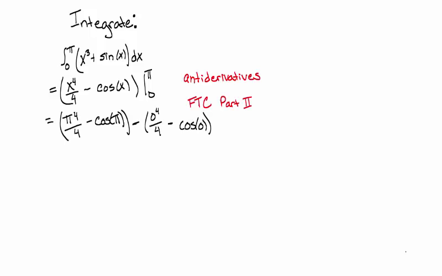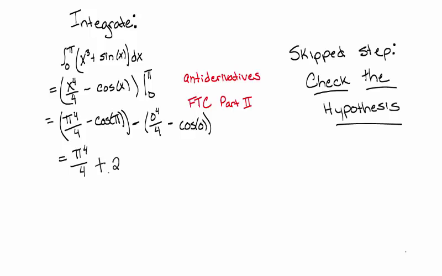In this case, the antiderivative is x to the 4th over 4 minus cosine of x, and Part 2 of the fundamental theorem says we just have to plug in pi and 0 and then take the difference. Thus, our solution is pi to the 4th over 4 plus 2. It's easy to miss, but in this example, an important step was skipped. However, disaster was averted by luck alone.